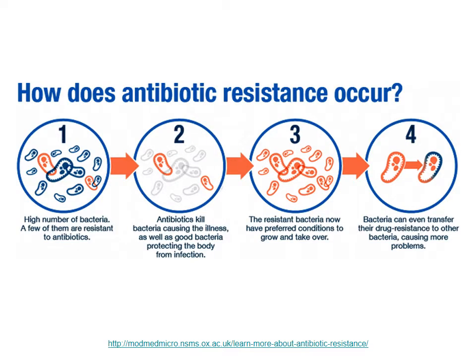So how does antibiotic resistance occur? So we'll talk about it on different levels. So if we have a whole bunch of bacteria, a few of them are going to have naturally sort of resistance to antibiotics that have come about through some sort of mutation. We'll talk about different kinds of mutations that can happen. When we use antibiotics, the antibiotics will kill most of the bacteria.